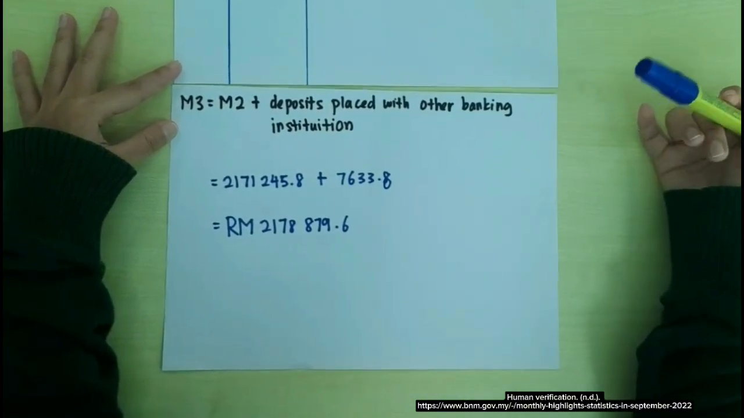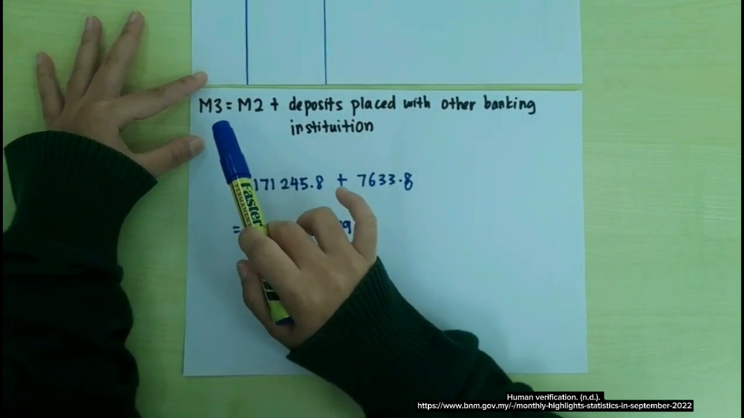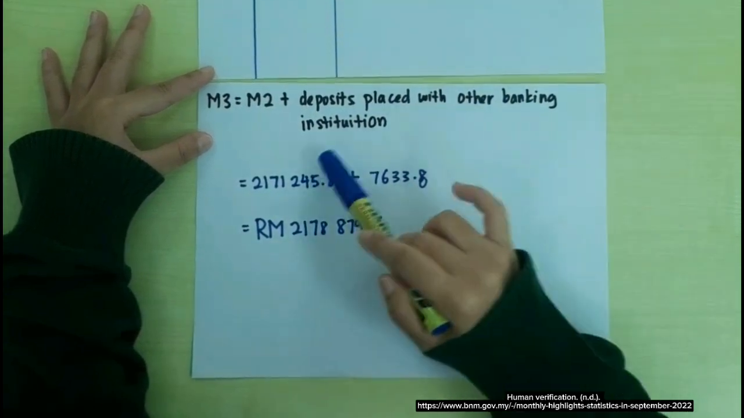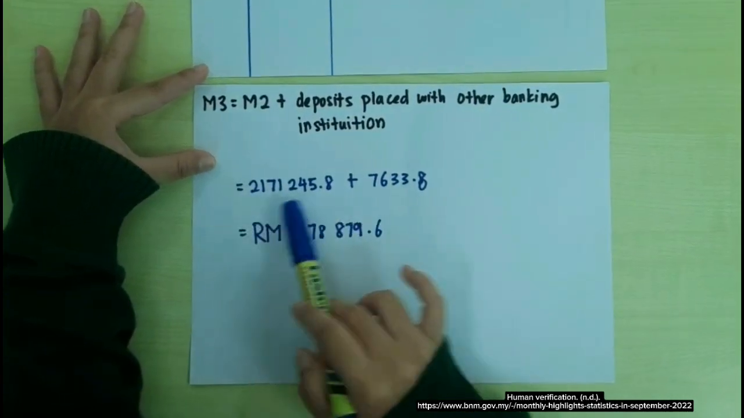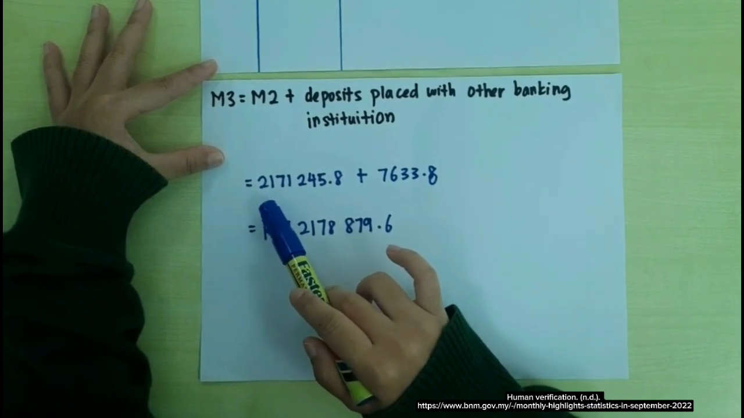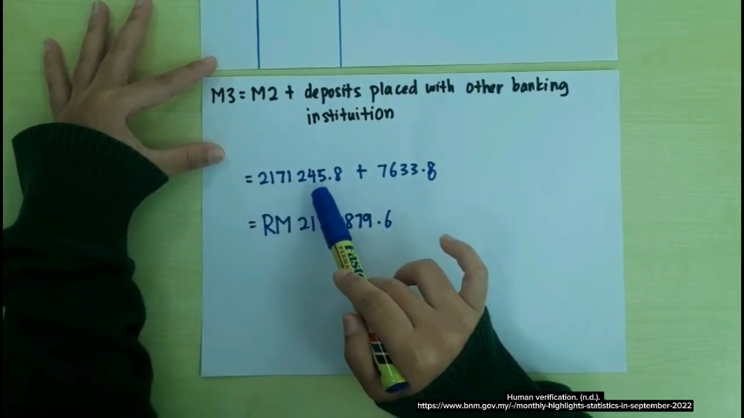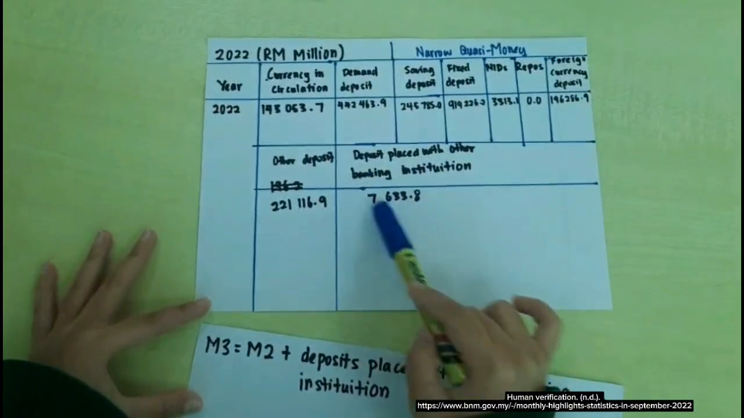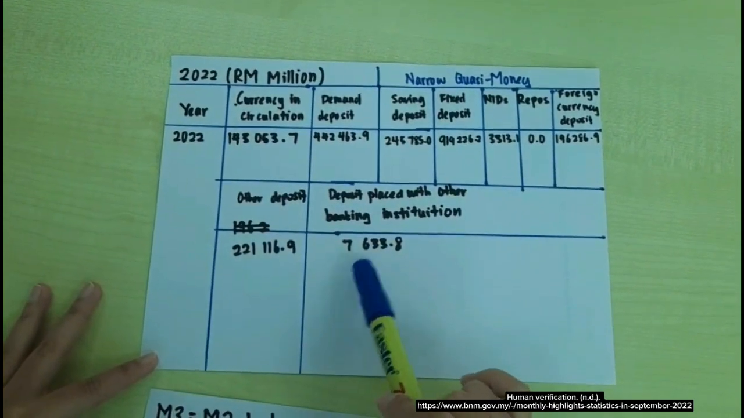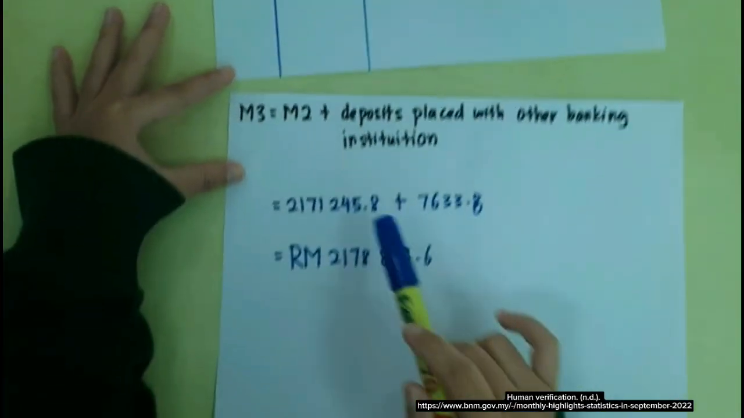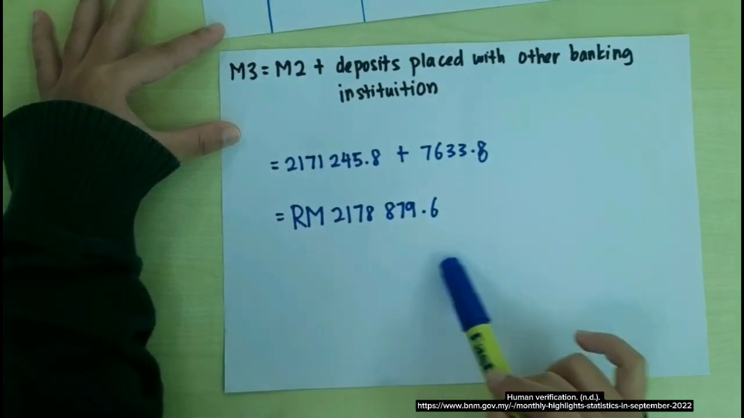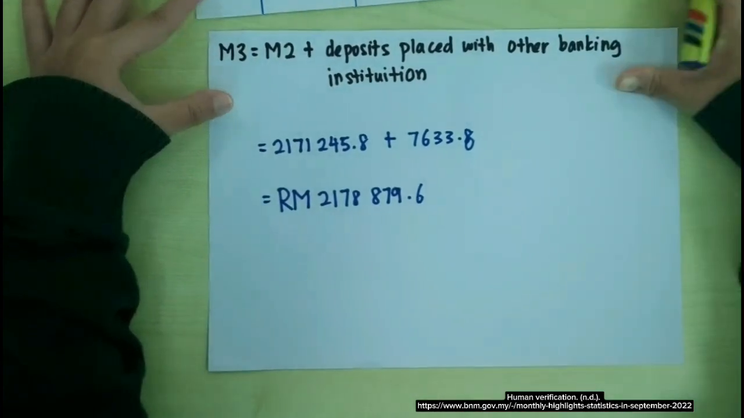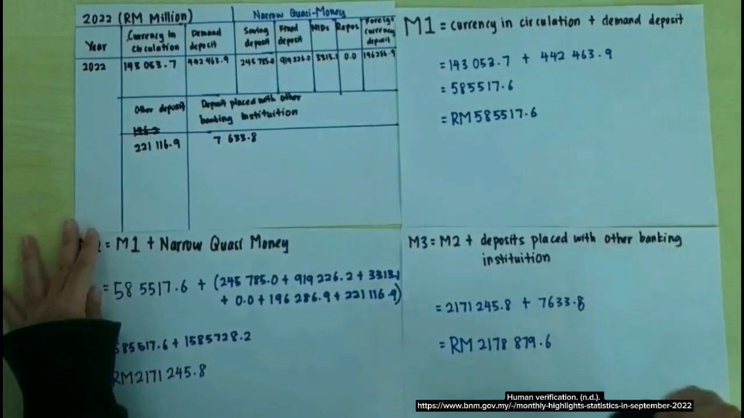And the last one is M3. So how to calculate M3? Basically, first and foremost, you need to know the formula. M3 is M2 plus deposit placed with other banking institutions. M2, we just take the value that we counted just now, which is 2,171,245.8, plus deposit placed with other banking institutions, which we take from the table, which is 7,633.8, and then we add it up, and the sum for M3 is 2,178,879.6.